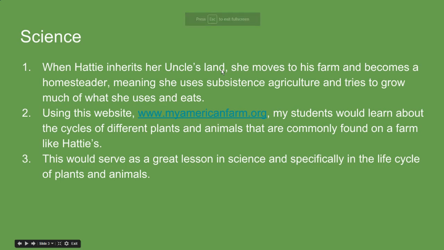My second content area lesson would be in science. So in the story, when Hattie inherits her uncle's land, she moves to his farm and becomes a homesteader. And a homesteader means that you use subsistence agriculture and grow much of what you use and eat yourself on the farm.